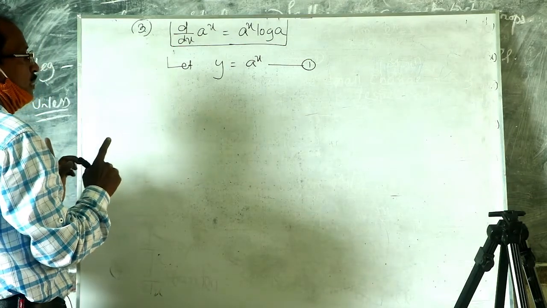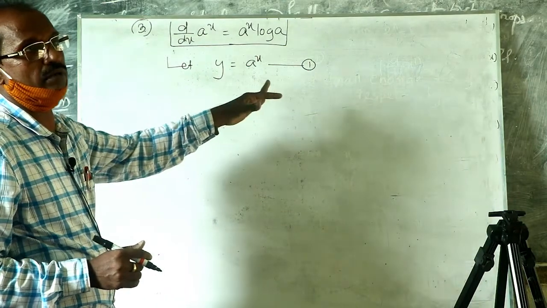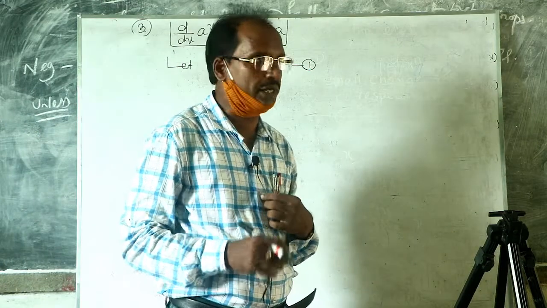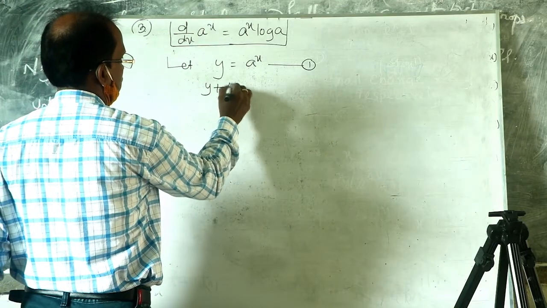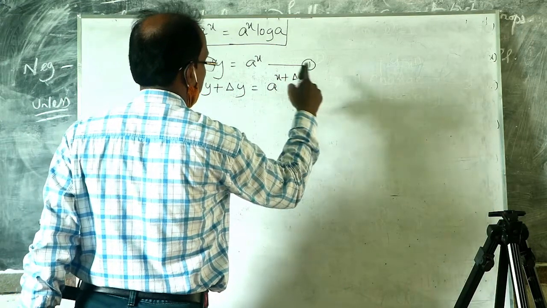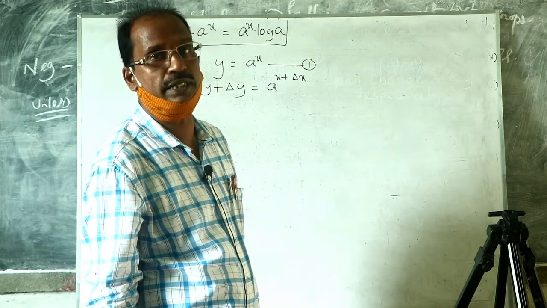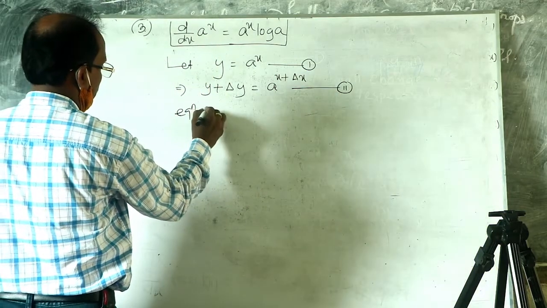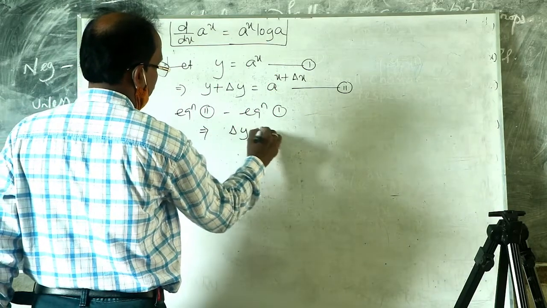Similarly, as we did for the earlier first and second formulas, let delta x and delta y be the corresponding small changes in x and y respectively. Then directly we can write y plus delta y is equal to a to the power x plus delta x, where delta x and delta y are the corresponding small changes in x and y respectively. This is equation 2.